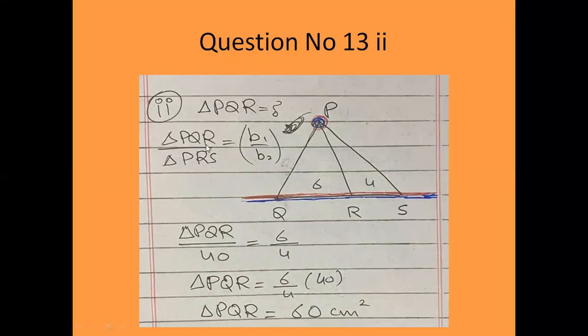So the triangle PQR divided by the triangle PRS will be equal to base 1 by base 2. Triangle PQR, I want to know its area, and the PRS area I know is 40, equals 6 by 4. Cross multiply. So the triangle PQR will be equal to 6 by 4 multiplied by 40. So the triangle PQR will be equal to 60 centimeter square. So that's the question number 13B part. I hope you have understood.